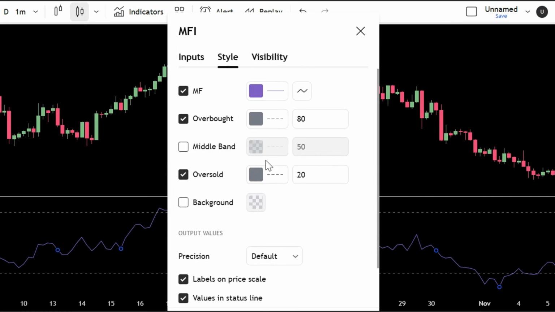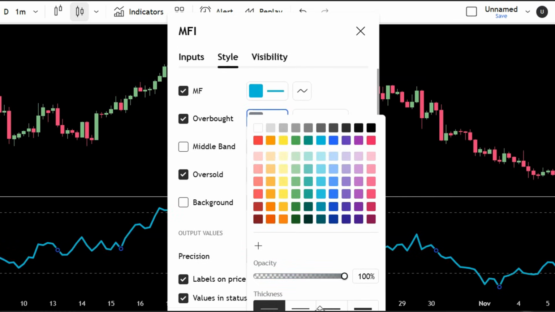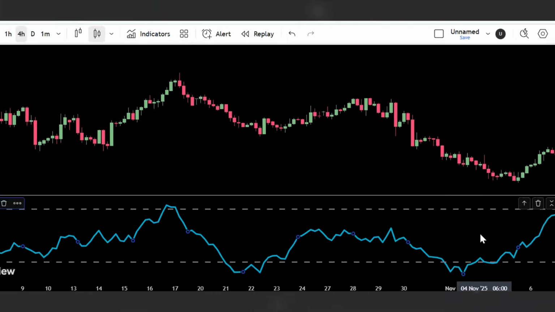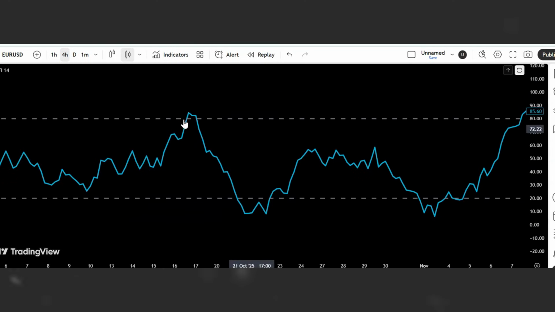Don't change them. Now you can change the color of the MFI and the levels and make them thicker so they are easier to see on the chart. Then click OK. Okay, now we have the MFI on the chart. When the MFI is above 80, it shows a strong buying pressure. When it moves below 20, it shows strong selling pressure. This is the first tool that helps us see potential market movements.